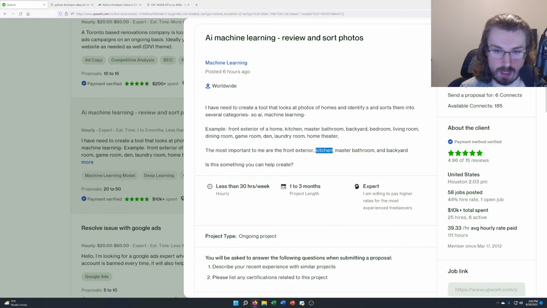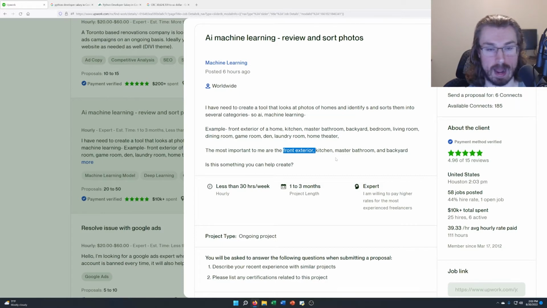Kitchen would be easy. And then front exterior, I don't know if this would be easy or not, because you would basically be defining, like, front is a relative word. So are you saying front relative to the road? And how would the picture be able to tell, oh, this is from the road? Say there's no road in the photo and it was just the home from the front facing view.